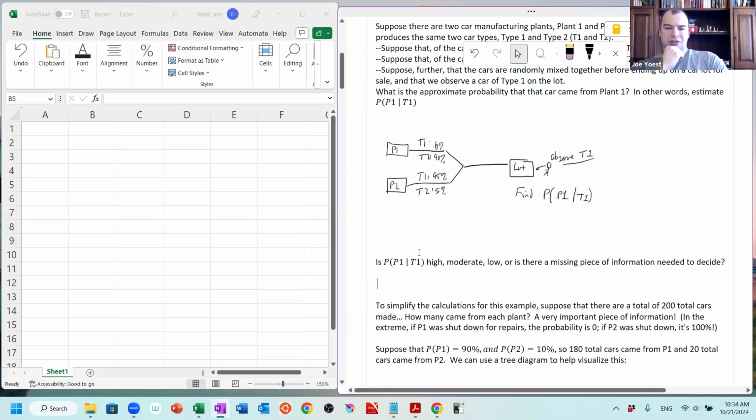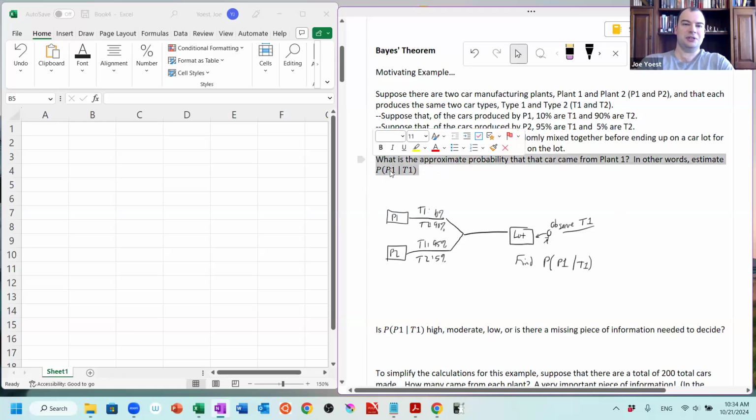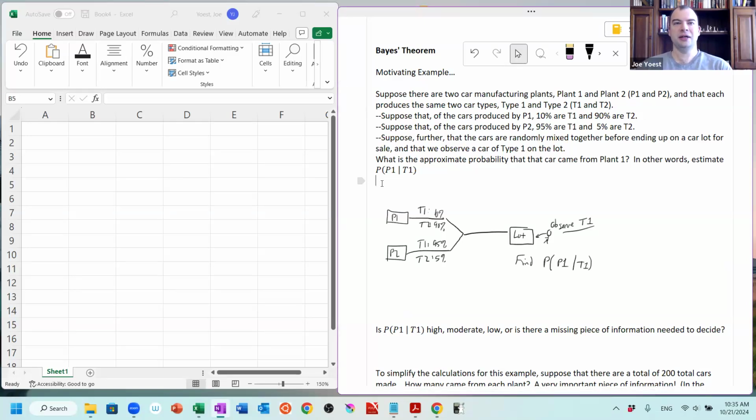So the question is the probability high, moderate, low, or are we actually missing information? Do we actually need more information to know? And actually, the answer is that we need more information. In particular, let's take a silly extreme case, just for the sake of an example. What's the probability that a car of type one came from plant one if plant one has been closed down for 2 years, right? If it's had some whatever issue, if it got hit by the hurricane or something down south and it's been closed down for a long time, well, now it would be basically zero.